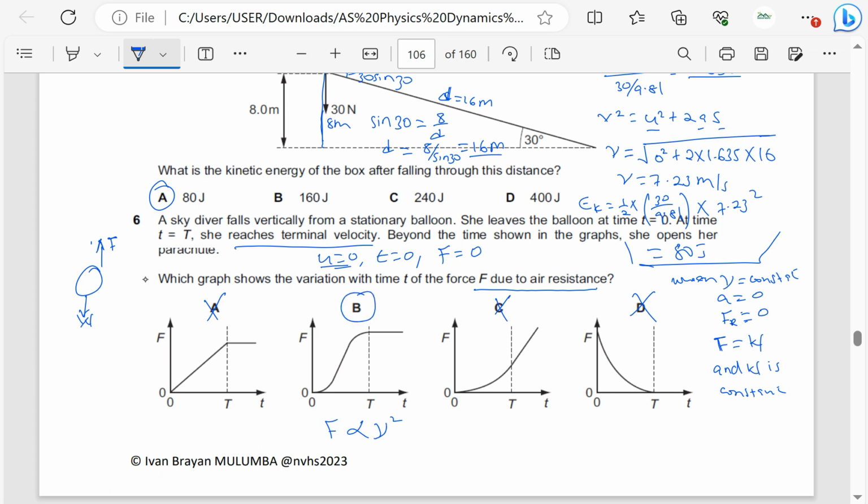This one is wrong because the force due to air resistance is directly proportional to the square of the speed, which is a curve going upwards. That's why you see this part here. But then at terminal velocity, we have seen that F is going to be equal to the weight, and the weight is constant, so F remains constant at that point. So the answer is B.